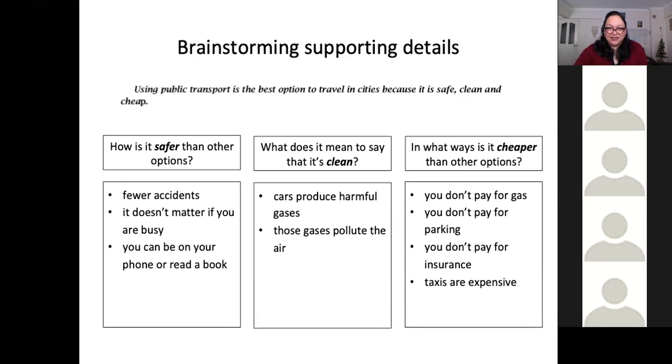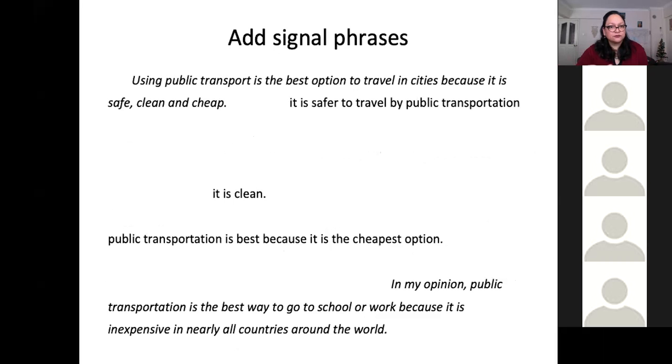Now, how do we turn it into a paragraph? So here is the topic sentence and the concluding sentence that were given, and our three key ideas that were also given. But now we need to add some signal phrases, right? So again, these are examples, but you can help students kind of walk them through this. And maybe they have different signal phrases they want to use, and that's fine.